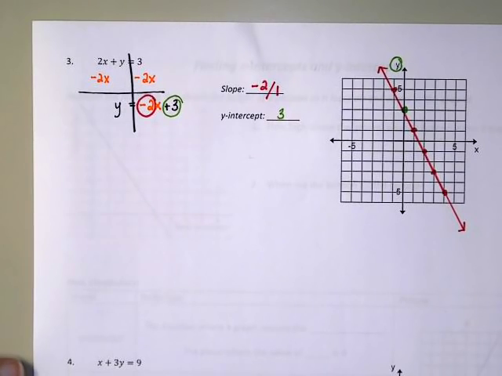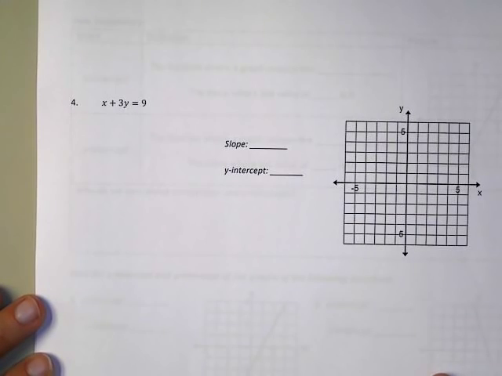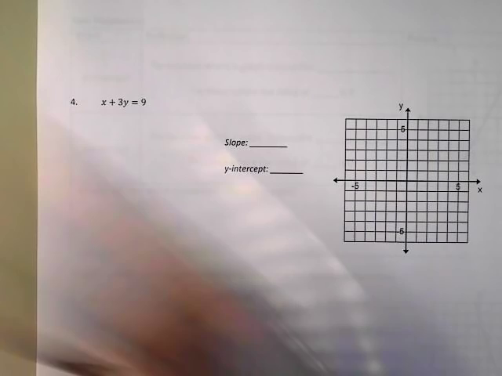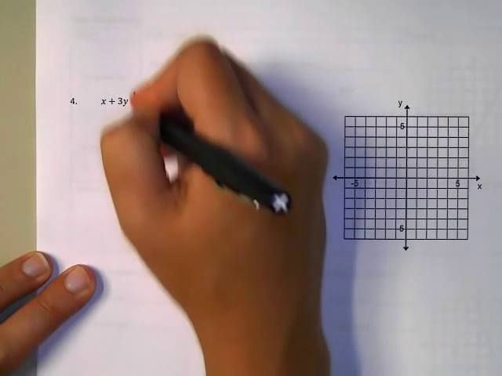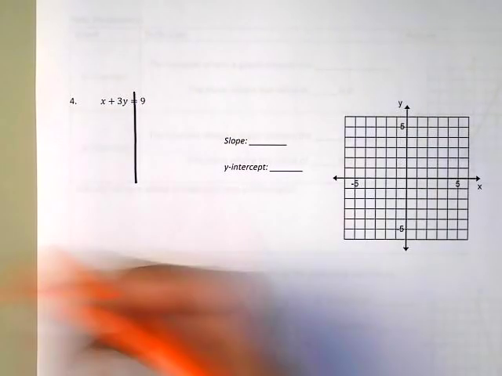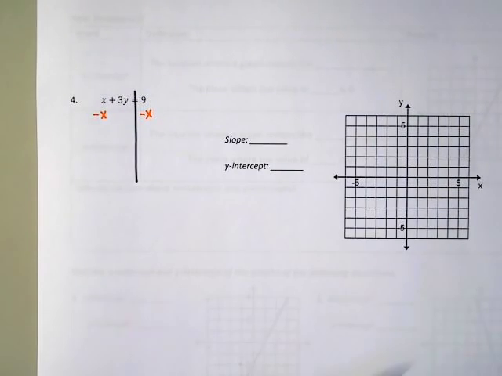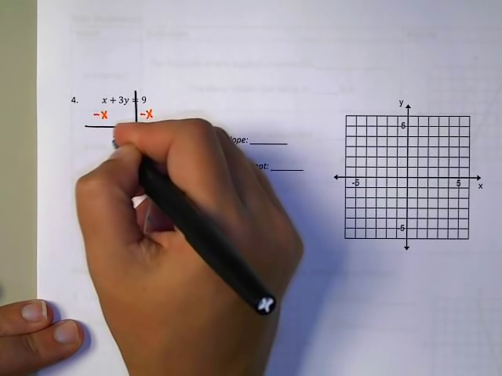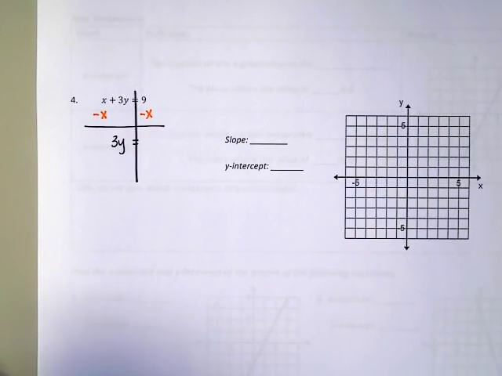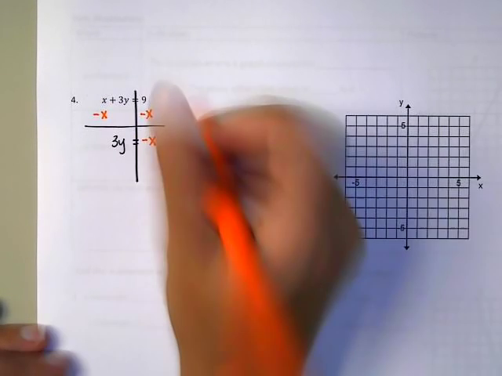Let's do one more example. So for problem number 4, we're going to start by rearranging this equation into slope-intercept form. The first thing I think I'm going to probably do here is subtract x on both sides. So I'm going to have 3y equals negative x plus 9.